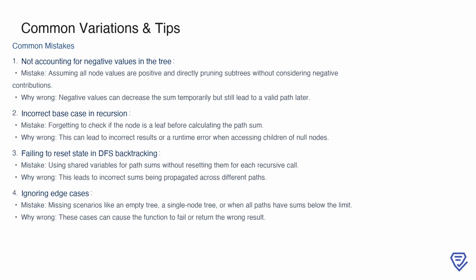Another mistake is failing to reset state during DFS backtracking. For example, using shared variables for path sums without properly resetting them can cause sums from one path to unintentionally affect others. Finally, ignoring edge cases is a big risk. Scenarios like an empty tree, a single-node tree, or cases where all paths fall short of the limit should be explicitly handled, as failing to do so can lead to unexpected crashes or incorrect outputs.